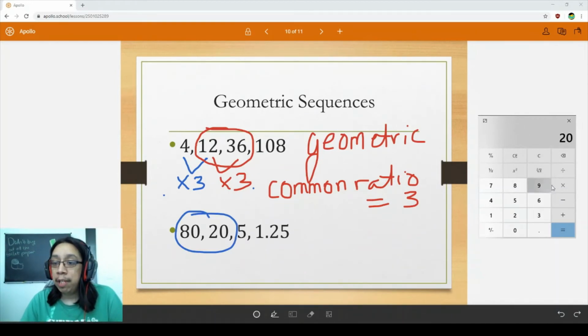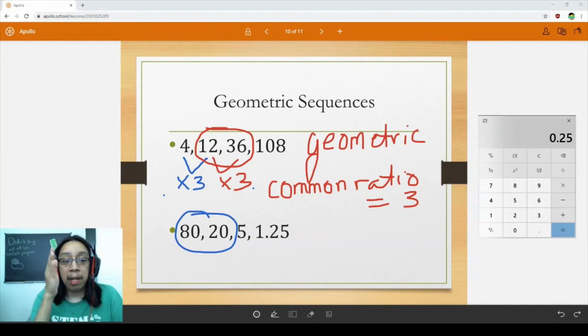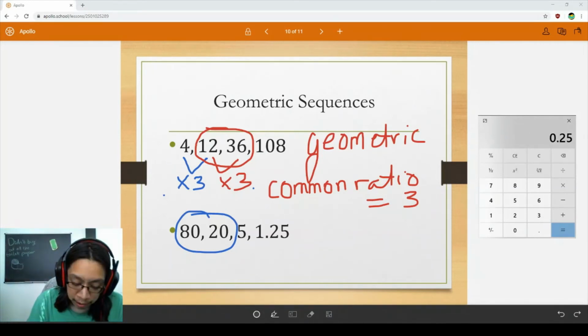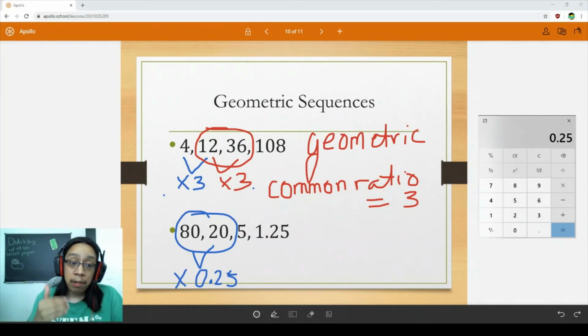So 20 divided by 80 gets me a decimal, which makes sense because my number is getting smaller each time I go down my list. So this right here, we're multiplying by 0.25. Now you have to make sure that the next two numbers, when you divide them, get you the exact same ratio. If it does, great, it's geometric. If it doesn't, we can think of a different answer.